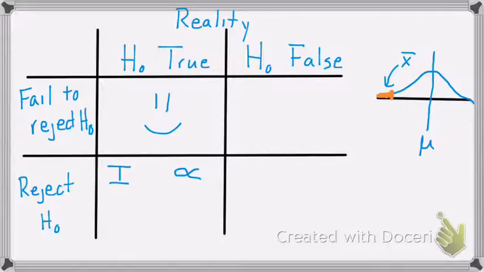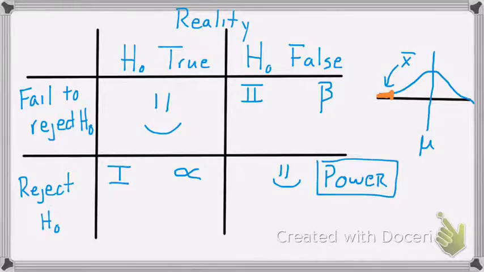Now, the other thing I can do is fail to reject the null hypothesis when it's really false. In other words, it was really a false null hypothesis, but I kept it around anyway. That is a type 2 error, and the probability of making a type 2 error can be denoted with the letter beta. Now, the other thing that can happen is I can reject the null hypothesis when it really is false, and that's also a good thing. This is also called the power of your test. The power of the test is the ability to reject the null hypothesis when it is actually false.